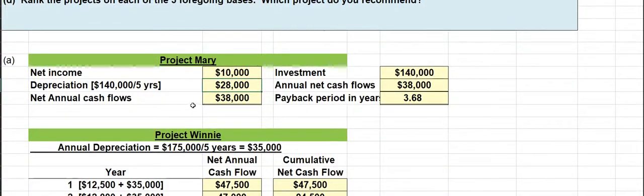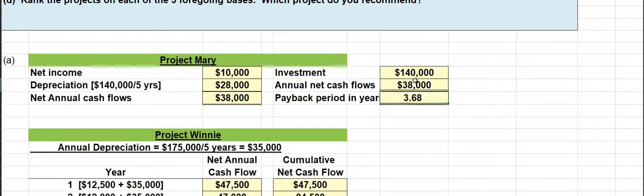And so the annual cash flow will be the same, which is the $10,000 net income, add back the depreciation. So the annual cash flow would be $38,000. And so how long will it take us to get back $140,000? We would simply divide 38,000 into 140,000, since it's the same amount every year, and it would take us roughly 3.68 years to recoup 140,000.